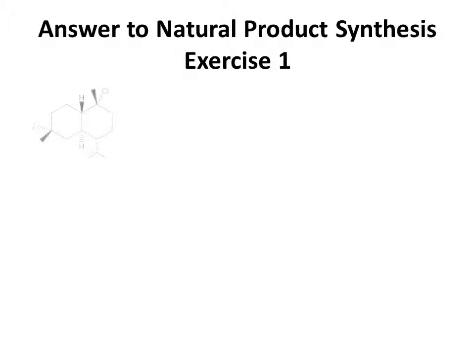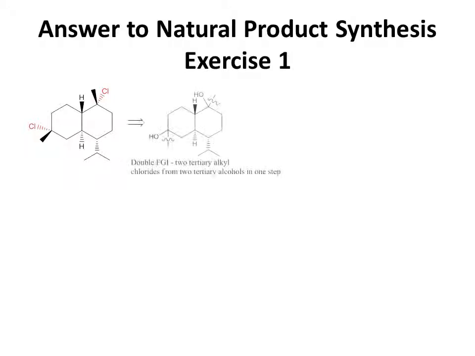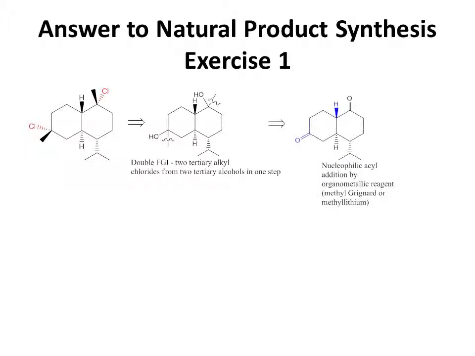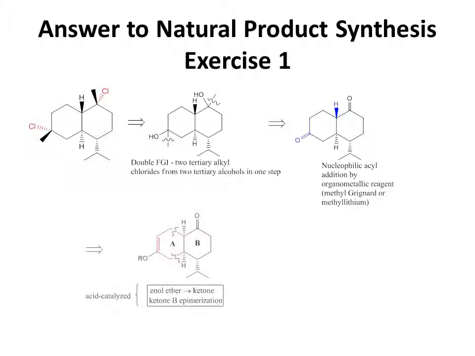Answer to natural product synthesis exercise 1. The 2 tertiary chlorides in cacinene dihydrochloride could have been derived from 2 tertiary alcohols by functional group interconversion. The 2 methyls in the tertiary alcohols could have come from 2 equivalents of methyl magnesium bromide reacting with 2 ketones. Now, which ring was once the cyclohexene? I picked ring A because I need the C double bond O in ring B to be able to epimerize the alpha proton from cis to trans. This requires acid or base.